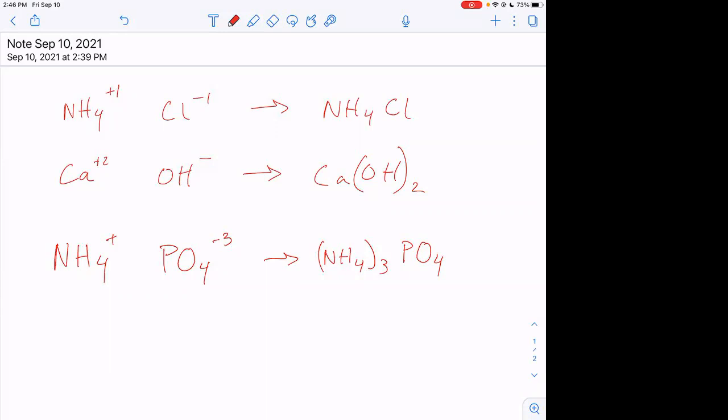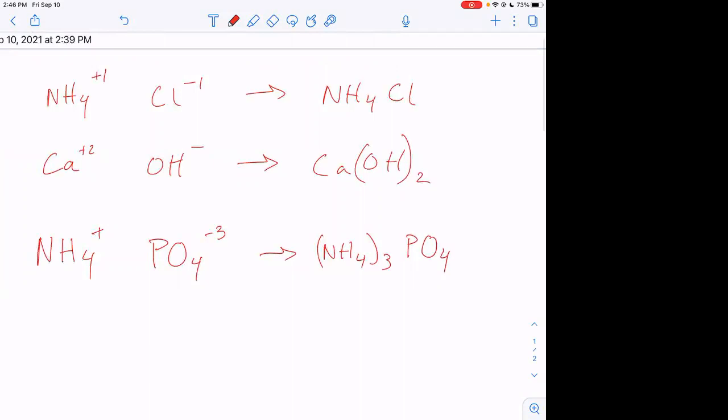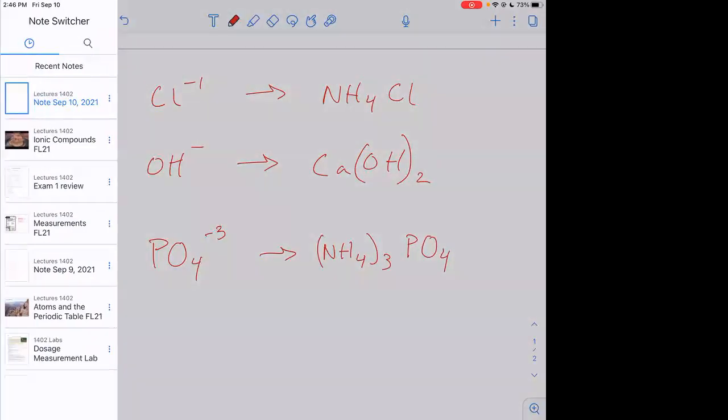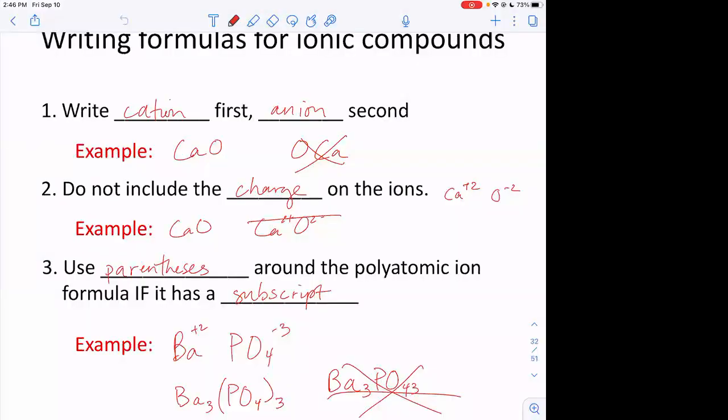Let's go back to our rules. When we write the compound, do not include the charge on the ion. We just write the symbols for the atoms and any subscripts, which are the smaller numbers at the bottom, telling us how many of that atom we need, or it's an ion in this case, in our compound, right? So it's not that we're losing the charges. The charge is very much still there. We just don't write it in.